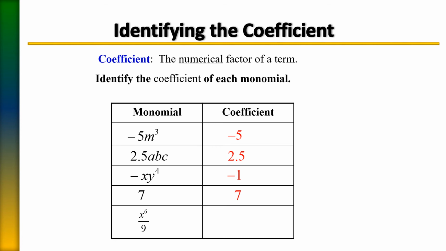Okay, so recall what I said, that variables, if you don't see a number out in front, it is understood what number is there. Yes, it is assumed to be a 1. So we have a 1 on top, and on the bottom I have a number of 9, so the coefficient is 1/9. Again, coefficient is the number or the numerical part of a term.